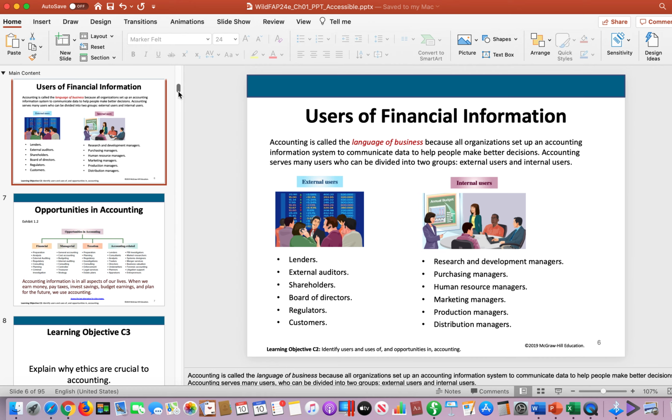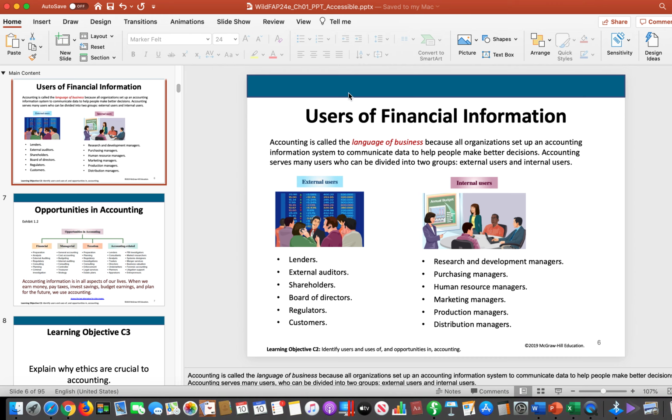But then there are people who work within the company who also need to know how well the company did, and thus need to have access to the accounting information. And they're listed here on the right-hand side. Obviously, if you are one of the managers of a company, you have a right to know or should want to know how well the company is doing, particularly as far as your section is concerned.